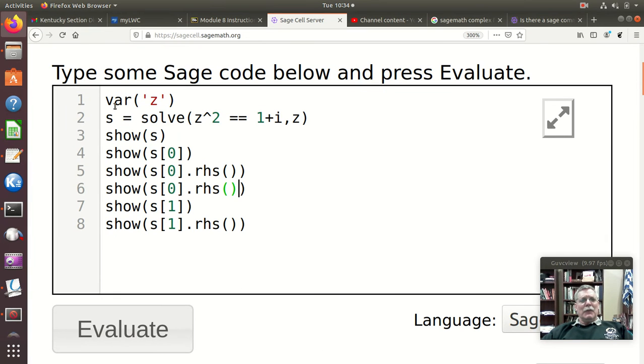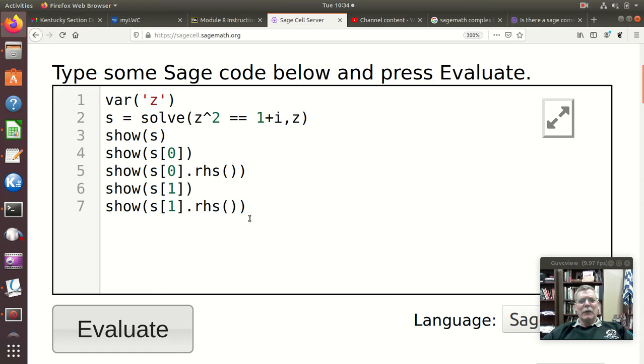And so, I said make z a symbolic variable. Let's just solve z squared equals 1 plus I for z. And then we showed these various things. Oh, I don't want right hand side there. Oh, I see. Yeah, I had played with it a little bit, so I have two of the same command. Let me get rid of that for a moment, and let's evaluate.